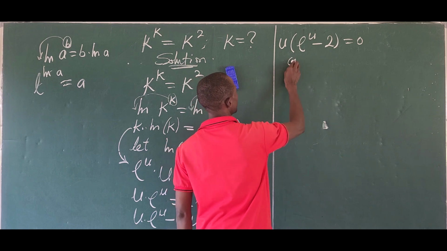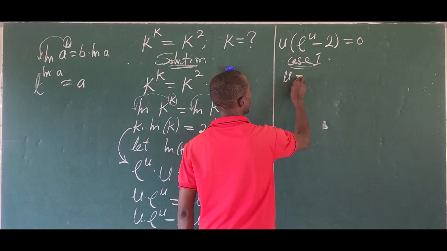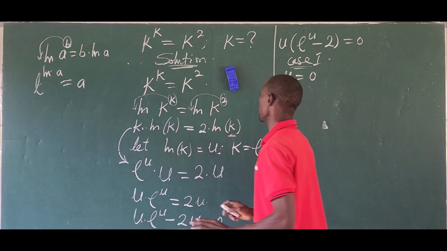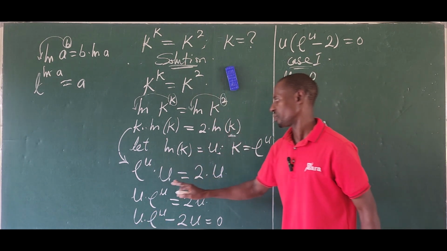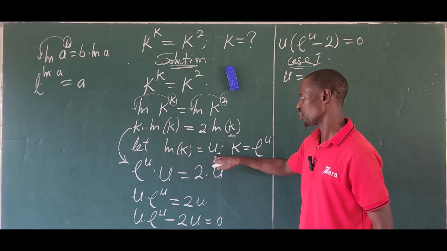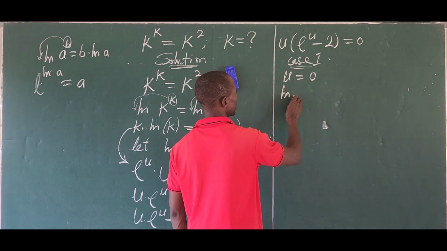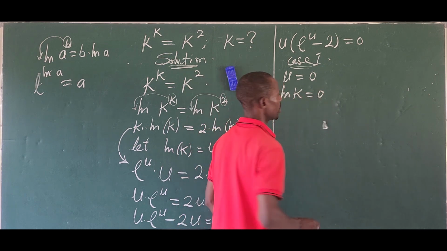So we're going to have here case 1. Our case 1 says that our u will now be equal to 0. But again, what is our u? Look at what we made here. We said let ln of k be equal to u. So we have our u to be ln of k. And so this is going to give us the ln of k is equal to 0.